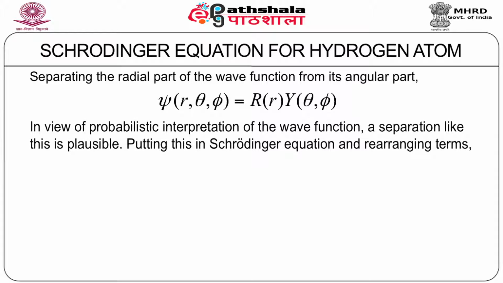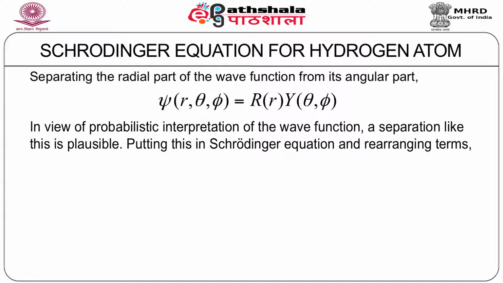So in view of the probabilistic interpretation of the wave function, a separation like this is plausible. Well, let me explain this a little bit because I have used this several times. R is the radial wave function. If you square it, R squared tells you about the probability of observing a particle on the surface of a sphere, for a given r.